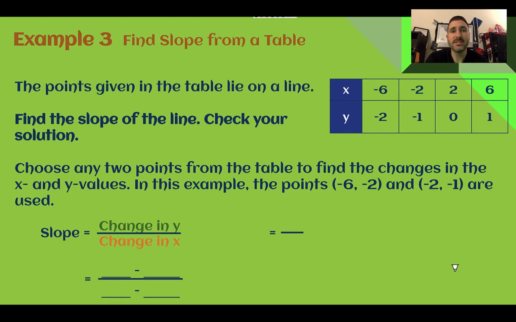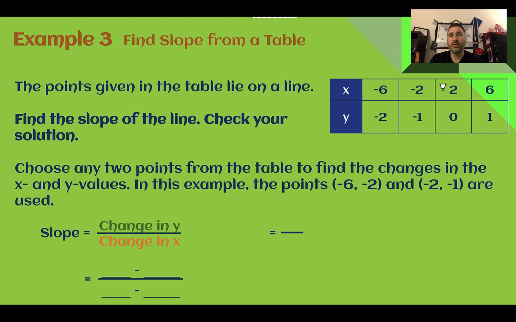Example 3, find slope from a table. The points given in the table lie on a line. Find the slope of the line, check your solution. So here we can see x goes from negative 6 to negative 2 to 2 to 6, while y goes from negative 2 to negative 1 to 0 to 1.